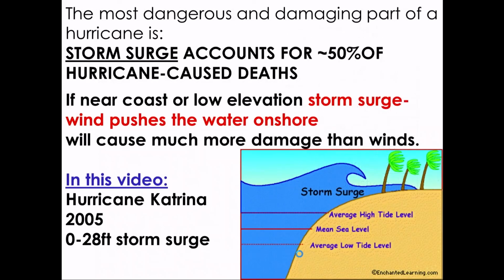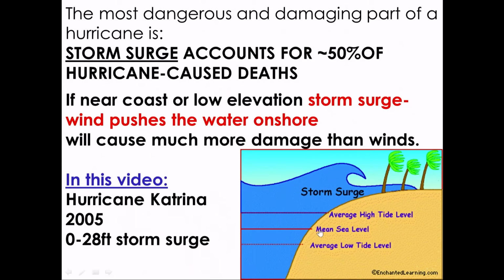Well, with hurricanes, it's storm surge. So storm surge causes most damage for hurricanes. Now, storm surge is about 50% of all deaths and probably most of the damage. We're talking upwards of 80% of all damage caused by storm surge or flooding in general. So with Hurricane Katrina in 2005, they had up to 28 feet of storm surge from just that hurricane.